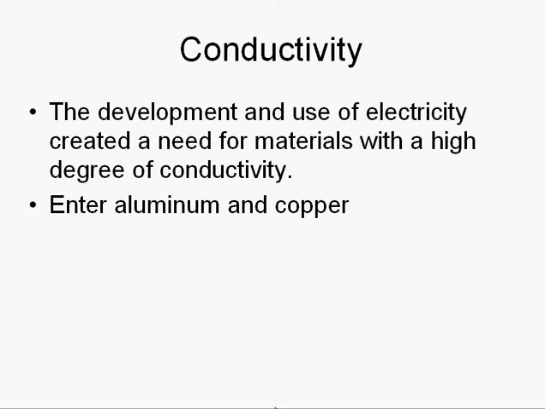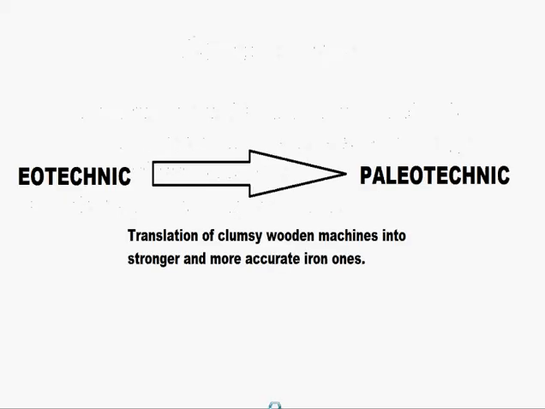The goal for Neotechnic materials was to find materials with a high degree of conductivity, and this was due to the development and use of electricity. Hence the Neotechnic phase is when we're going to see the development of aluminum and the use of copper, which both were metals with a high degree of conductivity.